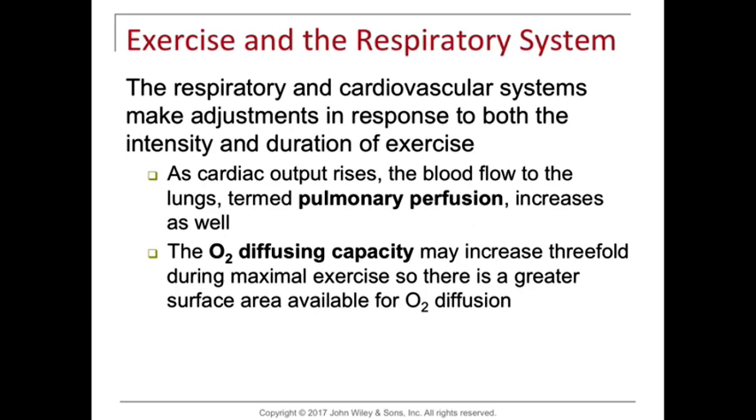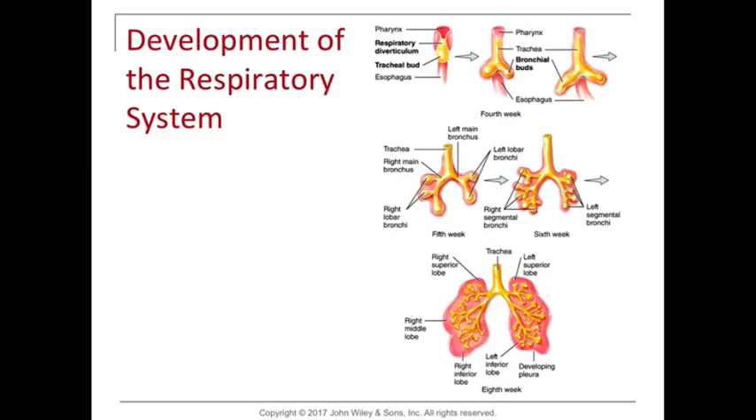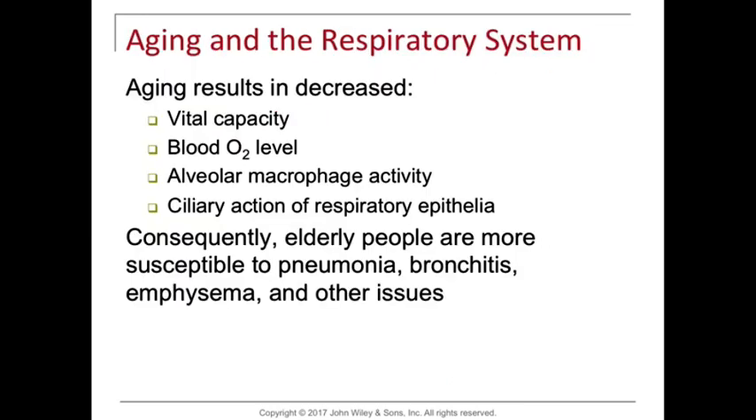The respiratory and cardiovascular systems make adjustments in response to both intensity and duration of exercise. As cardiac output rises, the blood flow to the lungs, termed pulmonary perfusion, increases, and the oxygen diffusing capacity may increase threefold during maximal exercise. So there's a greater surface area available for oxygen diffusion. That just makes sense because the amount of energy at the muscle level is going to go up. So you have Krebs cycle that's going to increase, mitochondrial function is going to increase, so oxygen use is going to increase. Development of the respiratory system, we can pass through that.